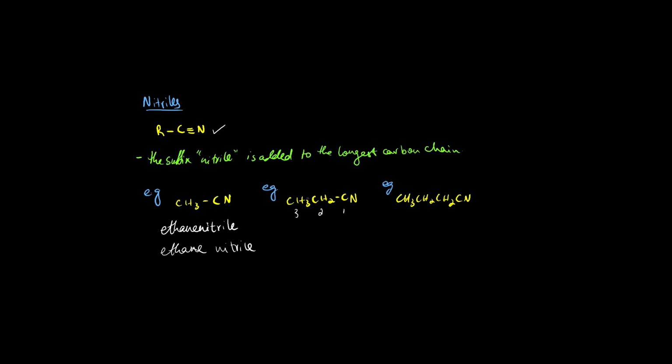It is a 3-carbon nitrile, so it would be propane nitrile. And the third example that I've given, it is a 4-carbon nitrile, so it would be butane nitrile, right? So the nitrile naming is quite simple, and generally the naming would follow as it is.